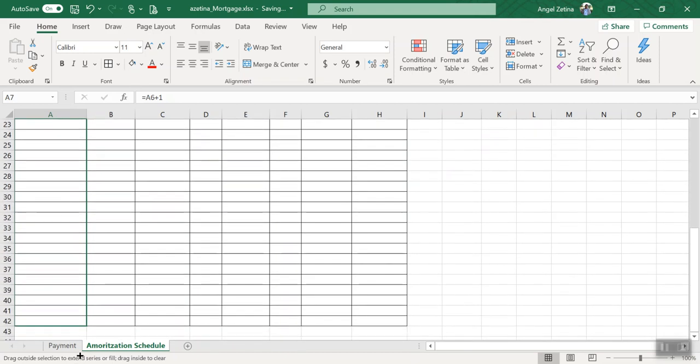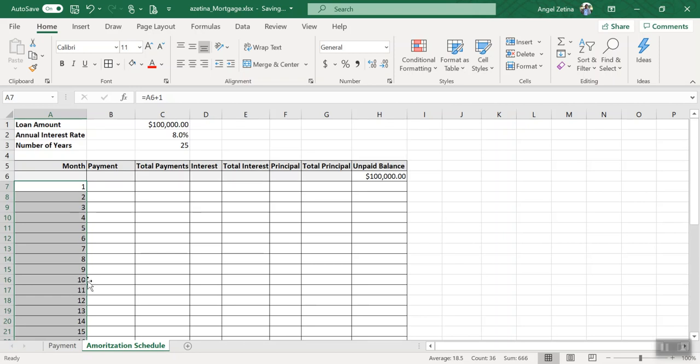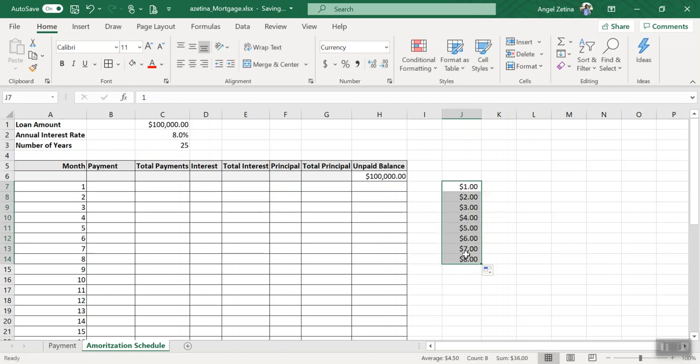So we drag it down to A42, that gives us 36. This could also have been done in a different way by entering 1, holding Control. When you hold Control, another plus cursor appears, and we drag down successively. Let me put this to General. Right, so let me do it again.